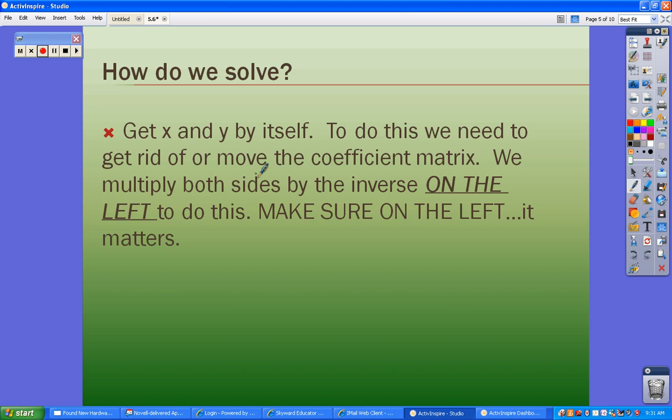Okay? How do we solve? Well, we have to get x and y by itself because those are the variables that we are looking for. And to do this, we need to get rid of or move that coefficient matrix. We multiply both sides by the inverse, and it is very important that it needs to be on the left. It definitely does matter. So going back to that equation that we just had, 3, -1, 2, 4, times x y, equals 14, 0.